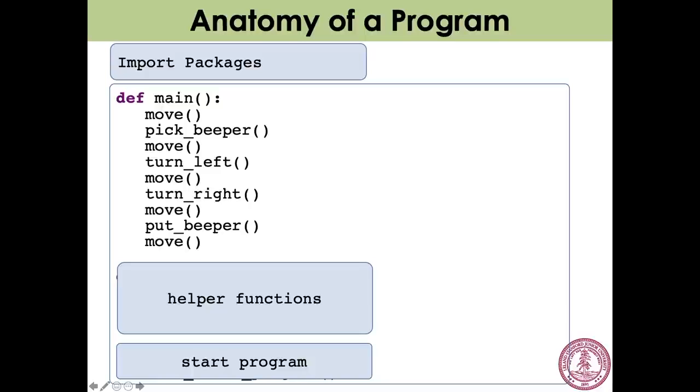Main is where the program starts when it gets going. It starts with main and it executes this 1 line at a time. And when it's done with main, it's done with the program.